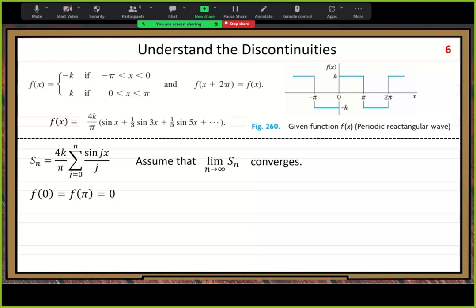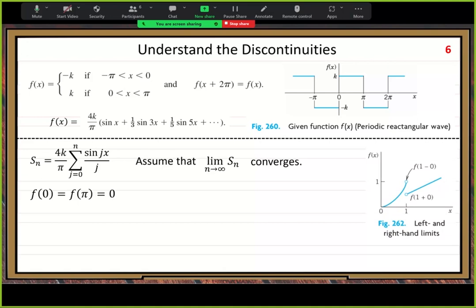Observe some property from the graph. 0 is the midpoint of those two points: the negative k point and the positive k point. It is the average of the points from the two sides. That's the property.